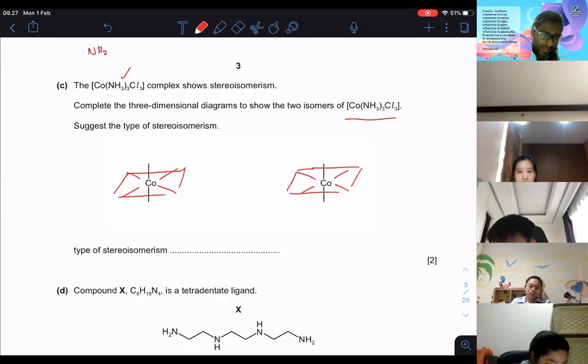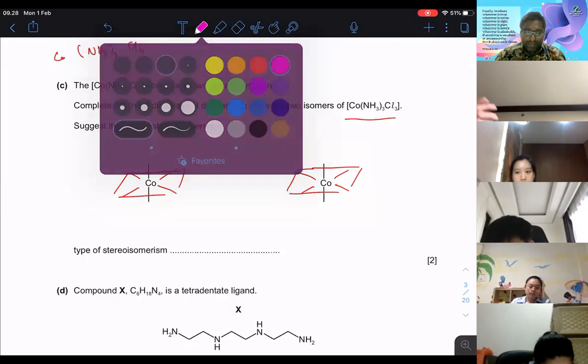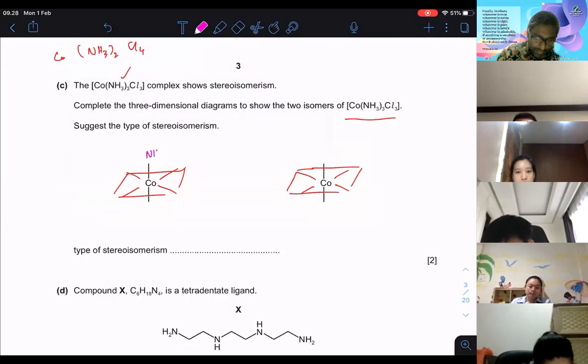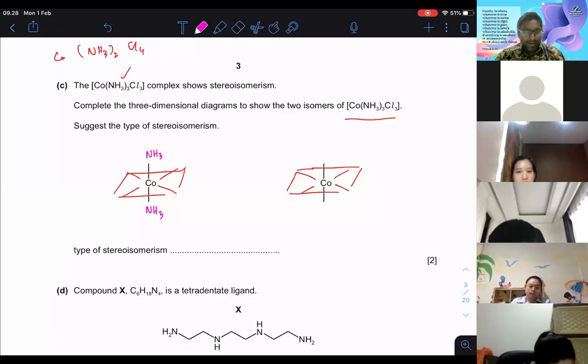If you have NH3 2 Cl4, then it's easier. I can put the ammonia up and down. But in this case, it's going to be slightly complicated. So I will put the ammonia here, NH3 here, and then ammonia here. And one of the ammonia needs to be put somewhere, so you need to decide where you want to put it. In this case I will decide to put the ammonia maybe somewhere here.